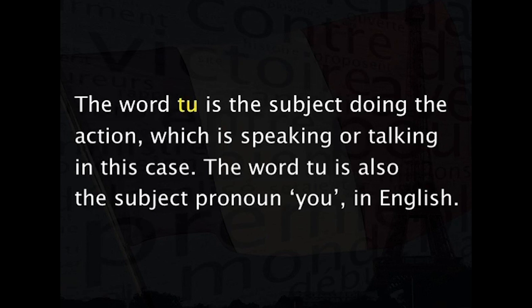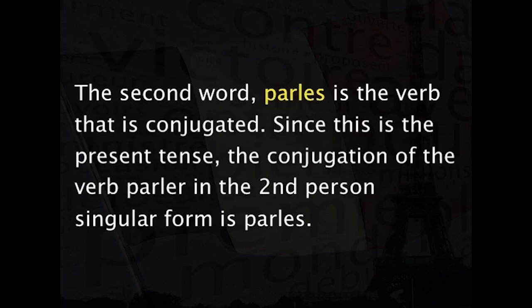The word tu is the subject doing the action, which is speaking or talking in this case. The word tu is also the subject pronoun you in English. The second word, parles, is the verb that is conjugated. Since this is the present tense, the conjugation of the verb parler in the second person singular form is parles.